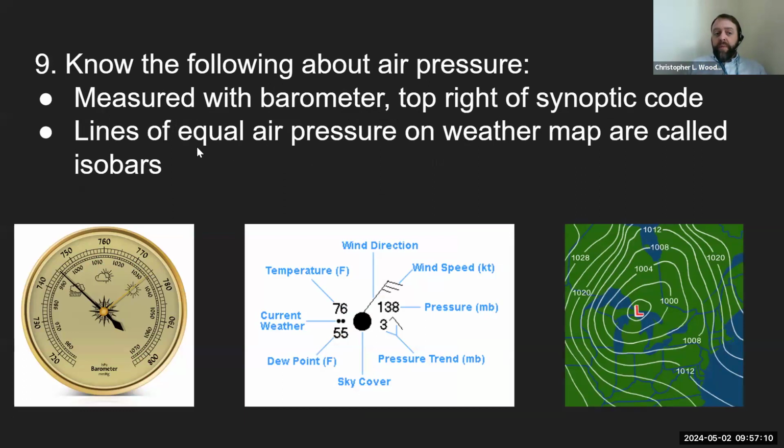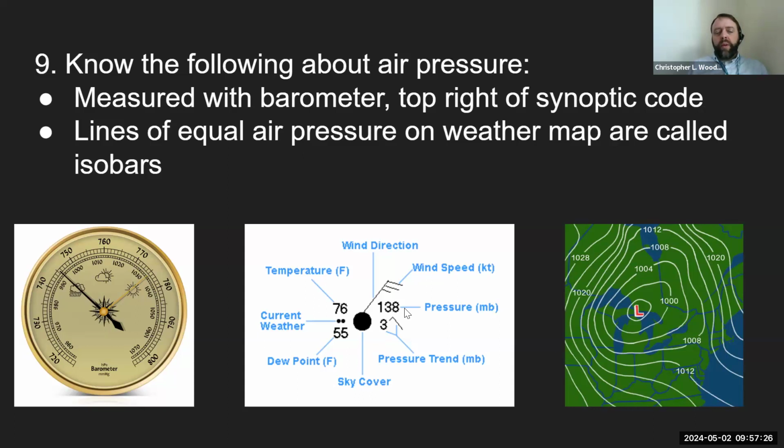Know the following about air pressure. Measure with a barometer. See it here on the left. Low pressure, bad weather. High pressure, nice. Low pressure, wet. High pressure, dry. It is indicated in the top right of a synoptic plot.